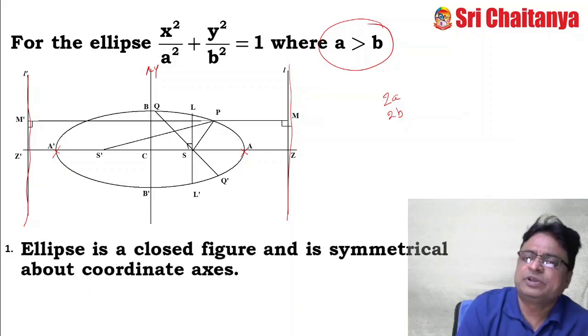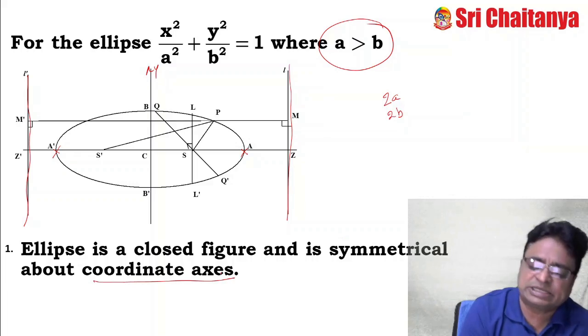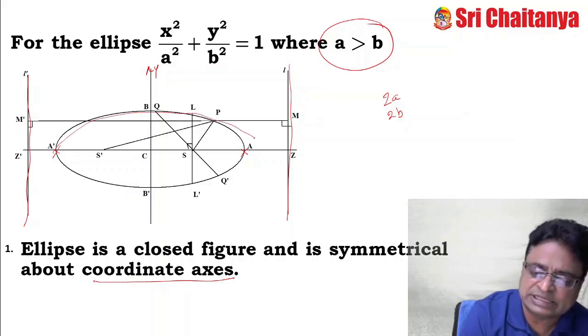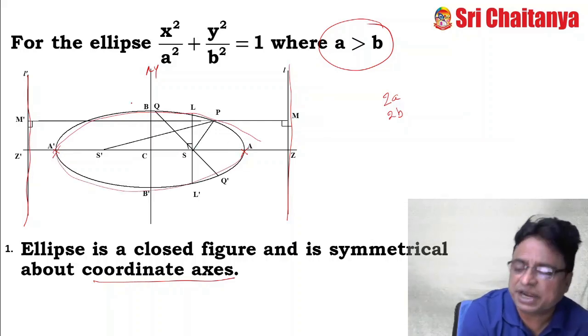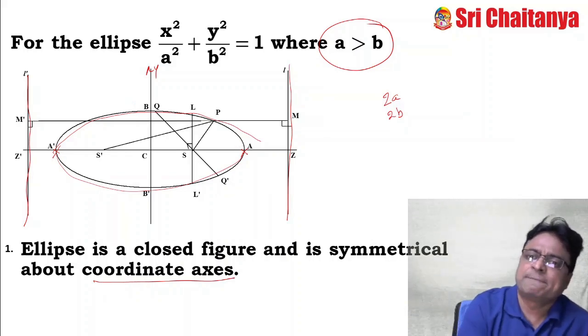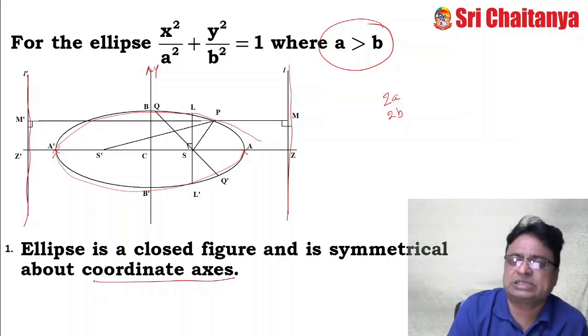First point. As shown in the diagram, it is a closed figure, and it is symmetrical about the coordinate axis. That means the curve which is above the x-axis is equal to the curve which is below the x-axis, and the curve which is to the right of the y-axis is the same as the curve to the left of the y-axis. So obviously it is symmetrical about the coordinate axis.